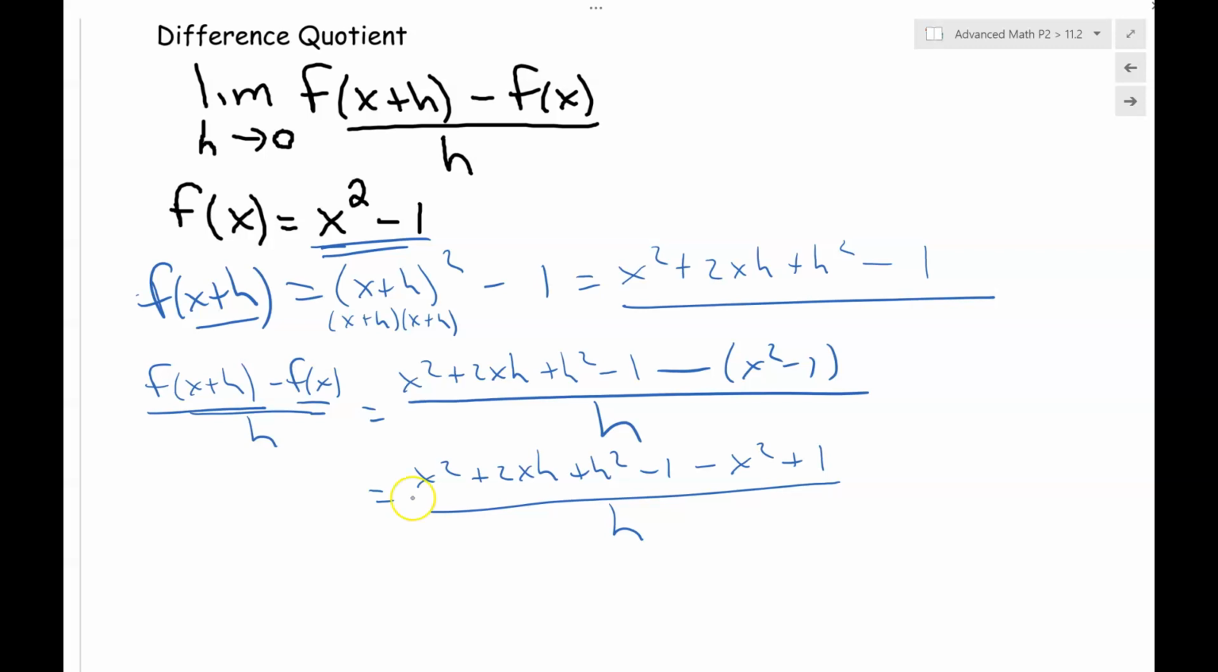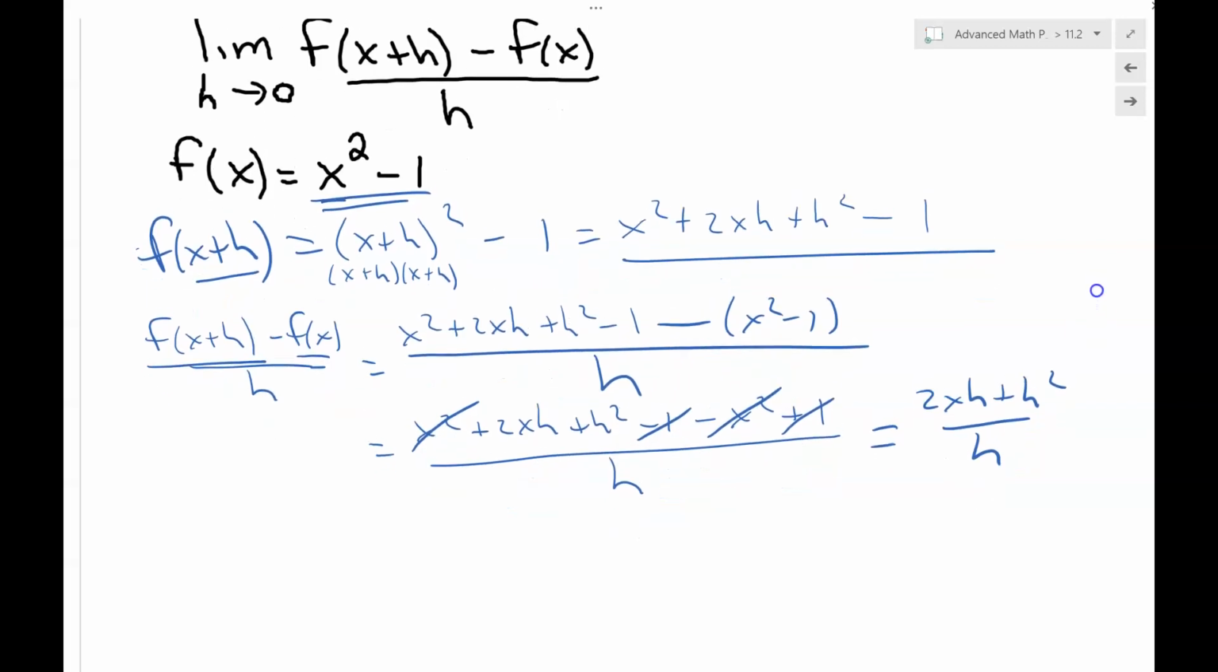All right, so what should cancel? The x squareds cancel and the 1. What should happen is anything that does not have an h in it should cancel if you did it right. All right, so then we're left with that. Well, we got one more step of simplifying before we get to the actual limit portion.